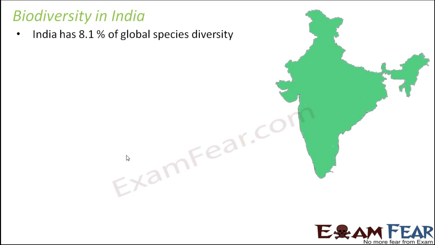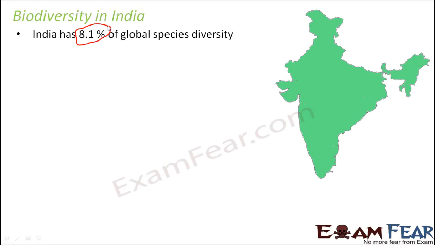Now, India has 8.1% of global species diversity. And you know what? Even though 8.1 seems to be a very small number, it is actually huge. Because just now I told you that the total number of species is in millions. So we actually have some 7 million species of plants and animals, which is less than the actual number. And India has 8.1% of that species diversity.